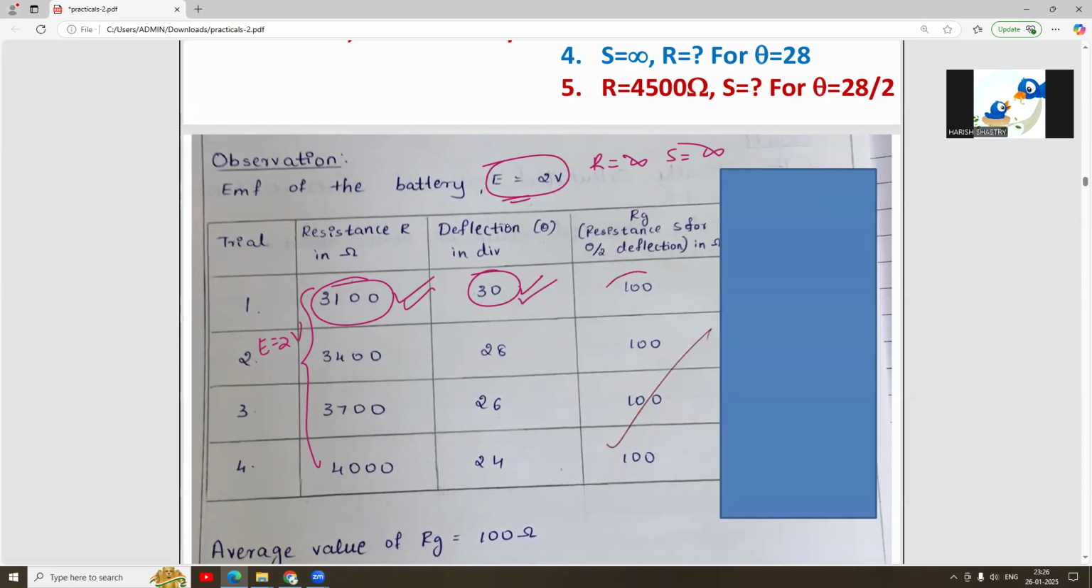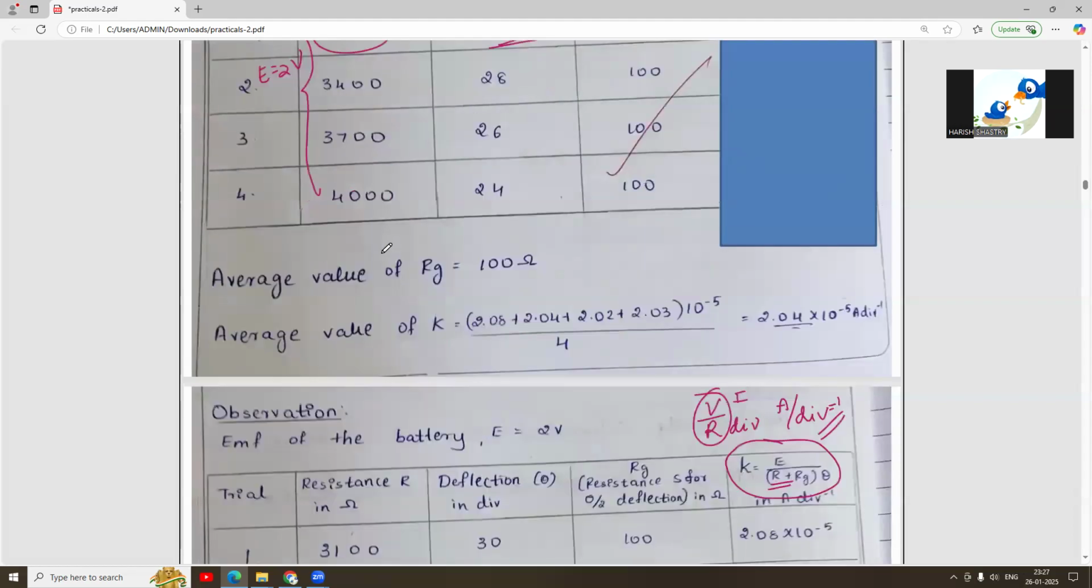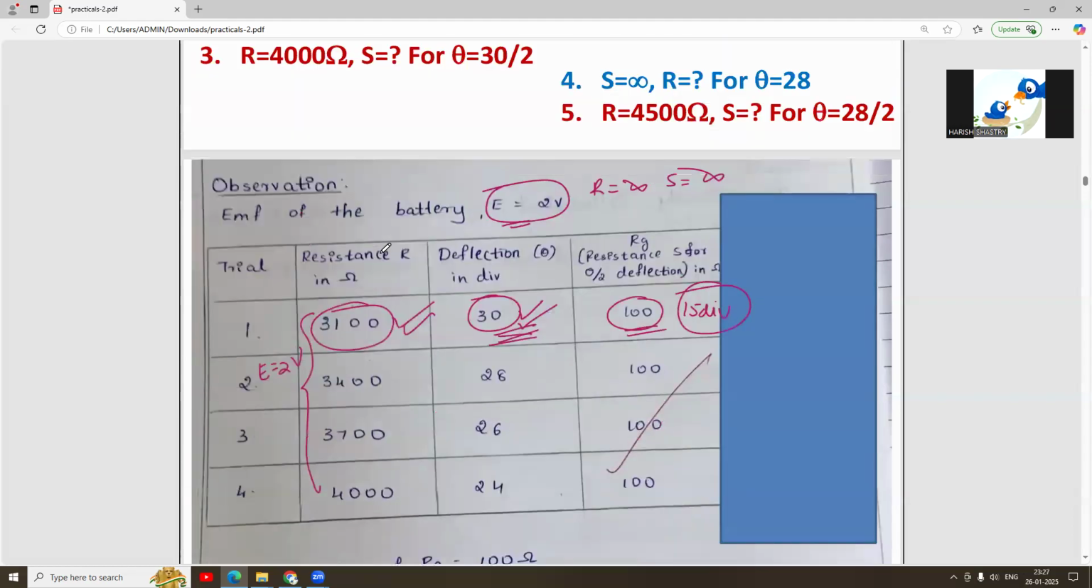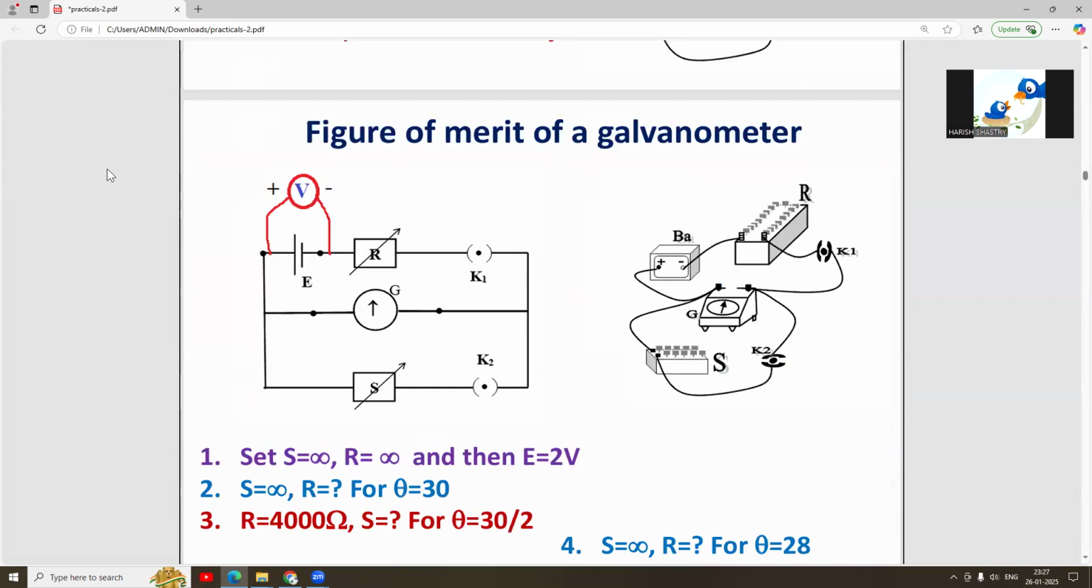When you remove 100 in RG, this will never be 30 divisions, it will be 15 divisions only. So the number of divisions will reduce by half. But if you put this 100 back, again you will get 30 divisions back. That you have to take care of. Okay, so what will you do for the next reading? The next reading will be like this. The number of divisions will be different, that's all.